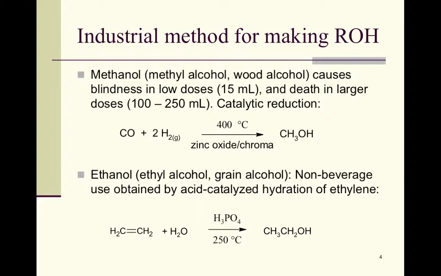So the industrial method of making this is a catalytic reduction. They take carbon monoxide and hydrogen gas, 400 degrees C, and also metal catalyst, and it forms methanol.